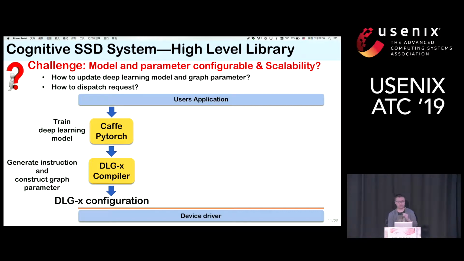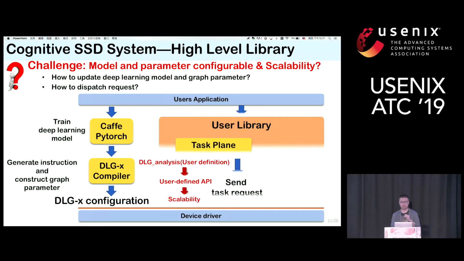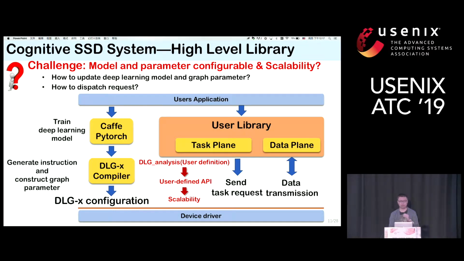The second challenge is how to dispatch requests. To address this problem, we construct the task plane to send a request. Meanwhile, the task plane also provides the user-defined API interface to enable users to deploy other applications without much modification. This API could be configured to read the results of any module of the Cognitive SSD system according to the instruction and the user configuration. Meanwhile, we also provide the data plane to enable users to access the physical address of the Cognitive SSD.